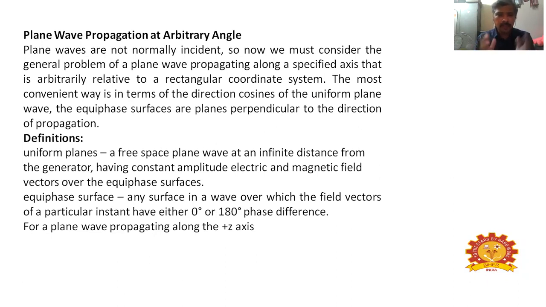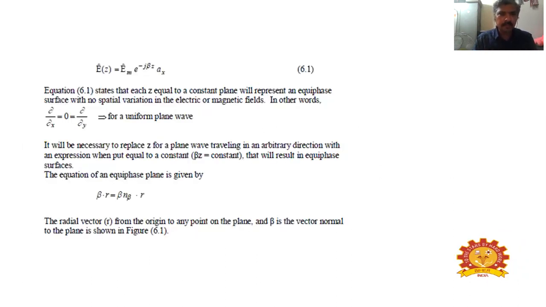For a plane wave propagating along the z-axis, we have the formula E of z is equal to Em into e power minus j beta z into ax, where Em is the amplitude of the waveform and ax is the unit vector. This equation states that each z equals a constant plane will represent an equiphase surface with no spatial variation in the electric or magnetic fields. In other words, ∂/∂x is equal to 0, which is equal to ∂/∂y, for a uniform plane wave.